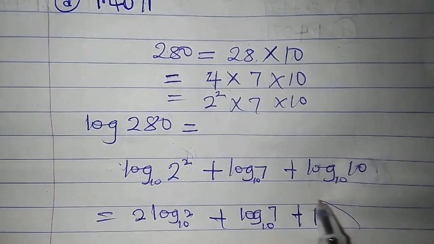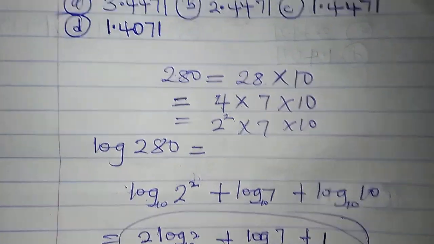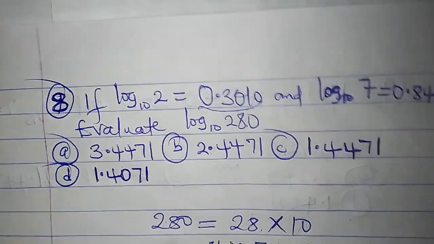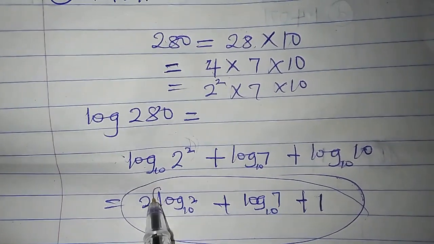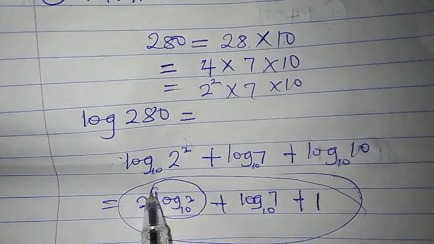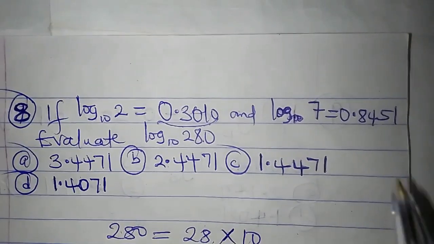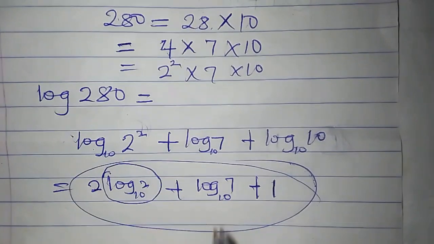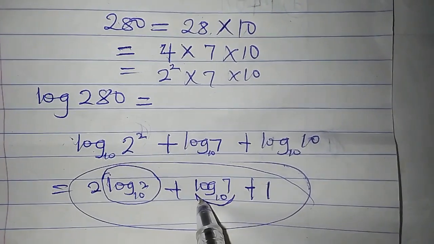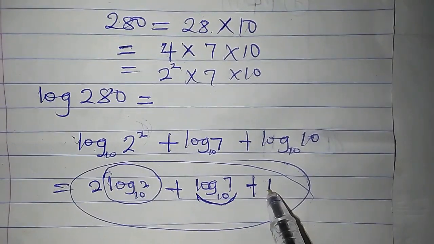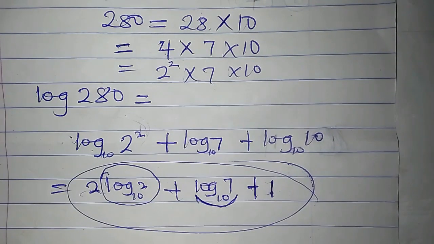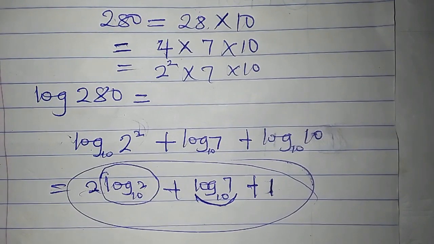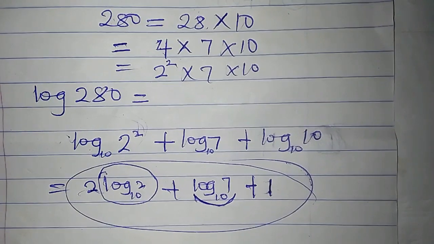So you can see that the log has been broken down to the simplest form, where we can now substitute our values. We are given log 2 as 0.3010, so just put 0.3010 here. We are given log 7 as 0.8451, so you just put 0.8451 for log 7 plus 1. So I want to see the answer in the comment section to really show that you mastered the concept and you understood what I did here in question 7.